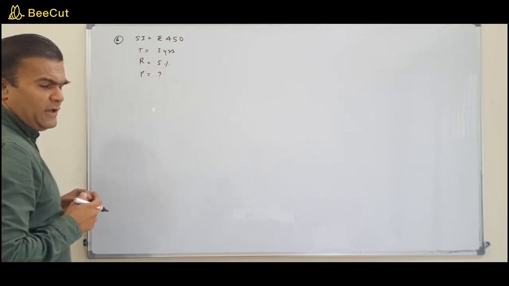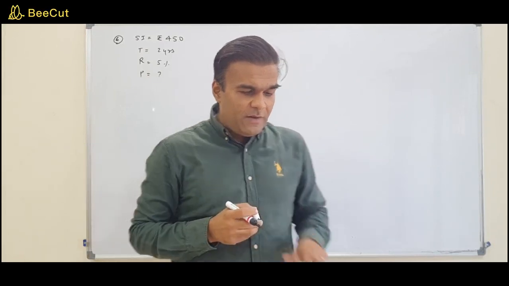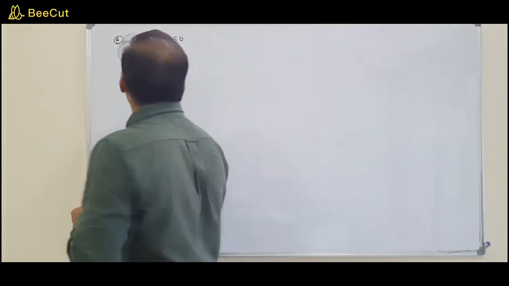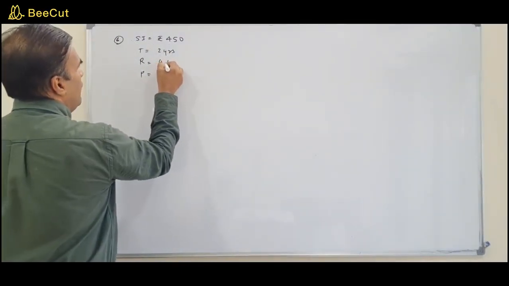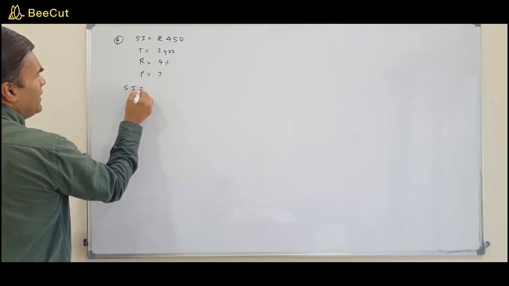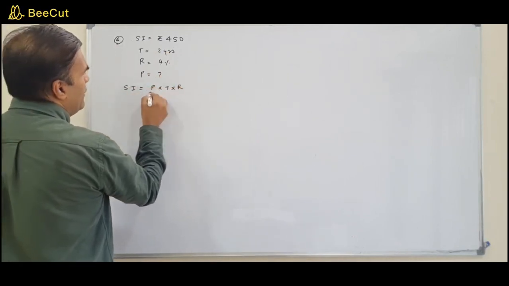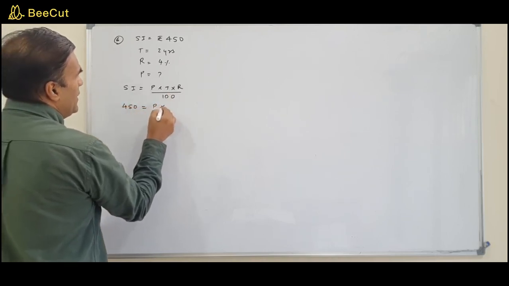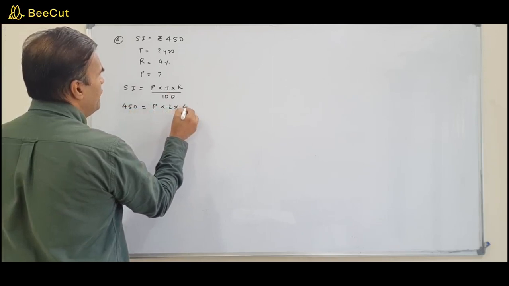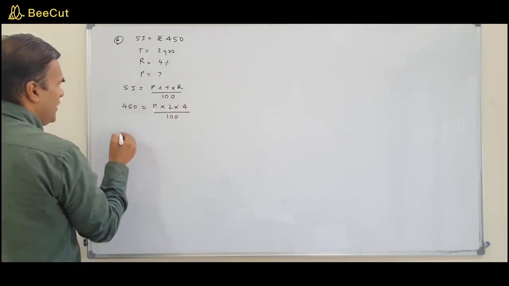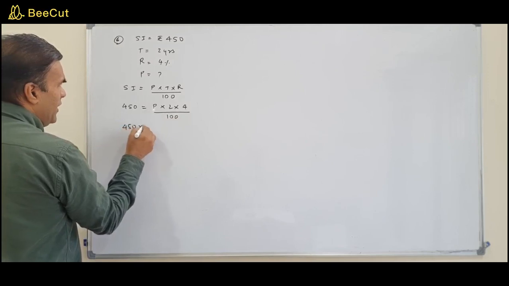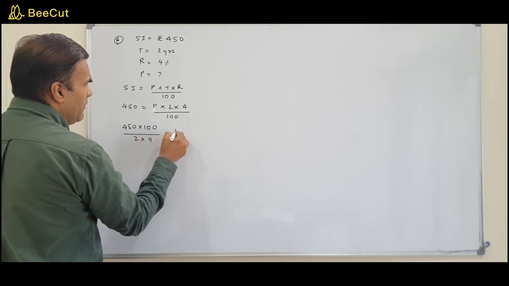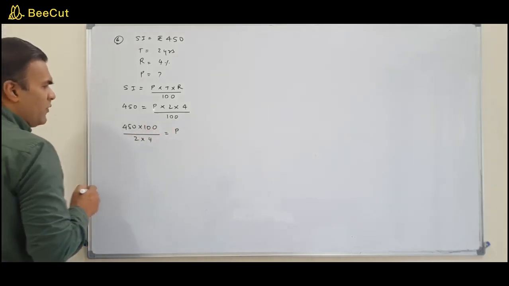Principal not known. Since all the relevant information is available, simple interest on a certain sum of money for 2 years at 4% is 450. Can we find the principal? Yes sir. Simple interest is P into T into R upon 100. 450 equals P times 2 times 4 upon 100. So basically 450 into 100 upon 2 into 4 will be equal to P.